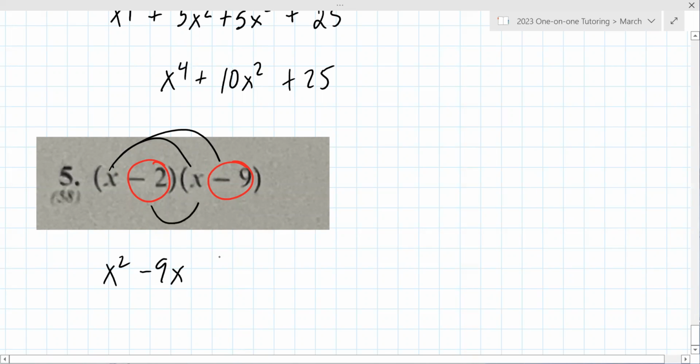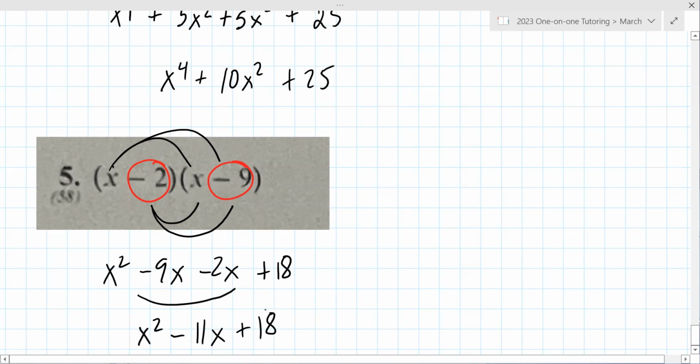Then you take -2 times x. -2 times -9. Generally combine the two middle ones there, which is the O and the I. So x squared minus 11x plus 18.